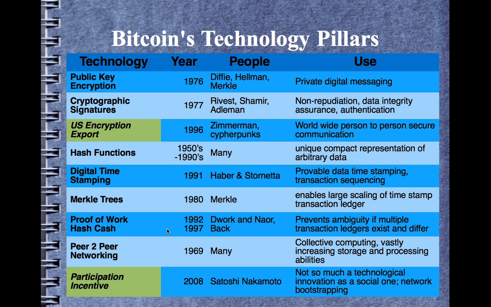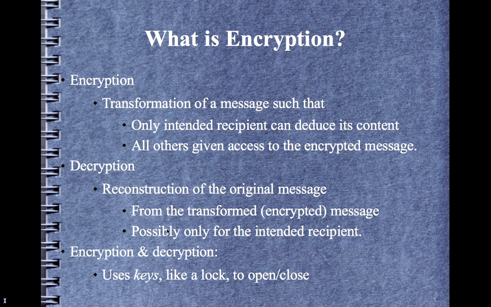We'll cover digital timestamping, and we'll touch briefly on Merkle trees, proof-of-work algorithms, and Hashcash. I'll make a few comments on peer-to-peer networking, and we will finish by discussing how Satoshi managed to get the Bitcoin system up and running, something I call the bootstrap problem. But first things first, what is encryption?